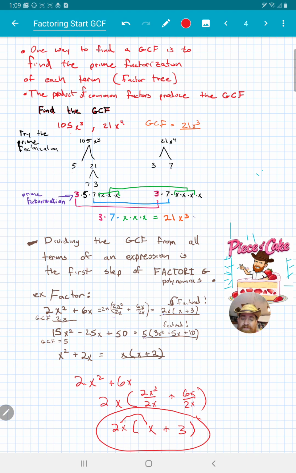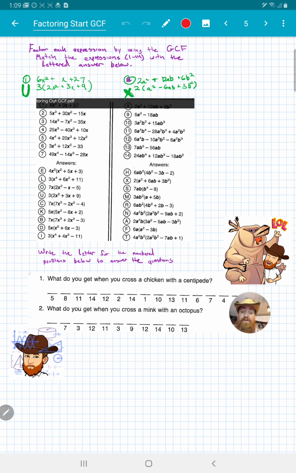So I've got some practice on here. I've got the answers to the practice as well, but don't skip ahead to the last page before you work through some of these problems. If you work through all of them, then you can fill in the answers from the choices down here at the bottom, and you get the answers to these riddles. What do you get when you cross a chicken with a centipede? What do you get when you cross a mink with an octopus? I don't know. But actually I do know, I just don't want to tell you.